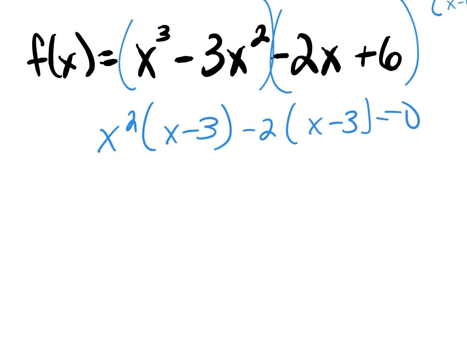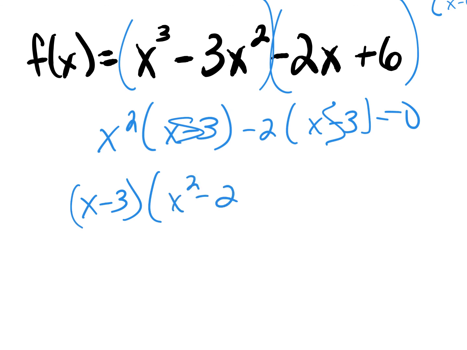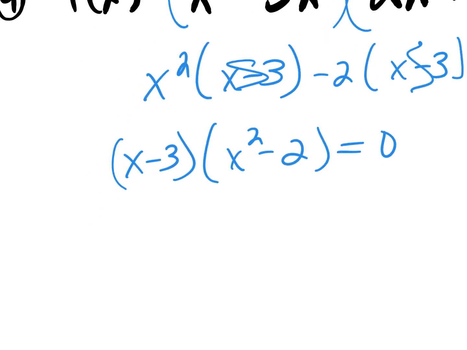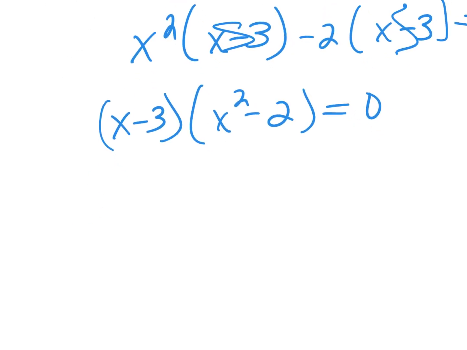What's my new GCF? X minus 3. So then what? X squared minus 2 equals 0. Okay, so if you were asked to factor completely, do you have any imaginary solutions here? No. This is X squared minus 2. It's a gross solution, but it's not imaginary.